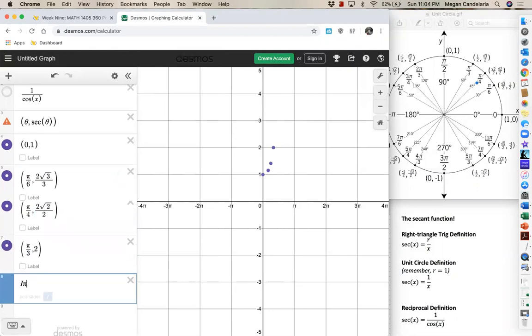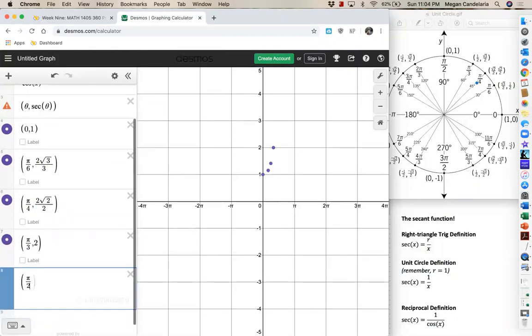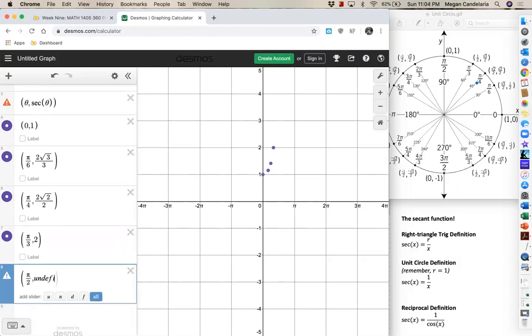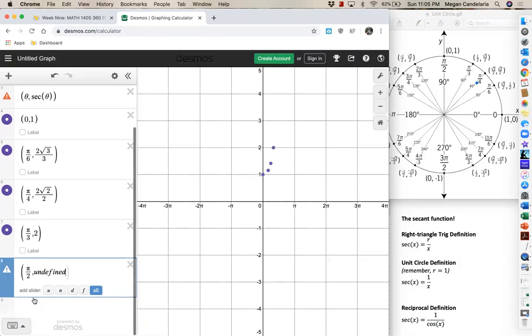Now let's think about what happens at pi over 2. Well, at pi over 2, our x-coordinate is 0. Reciprocating that would be 1 over 0. Division by 0, that's not good, which means our secant function is undefined at pi over 2. All right, so here's our points in the first quadrant.